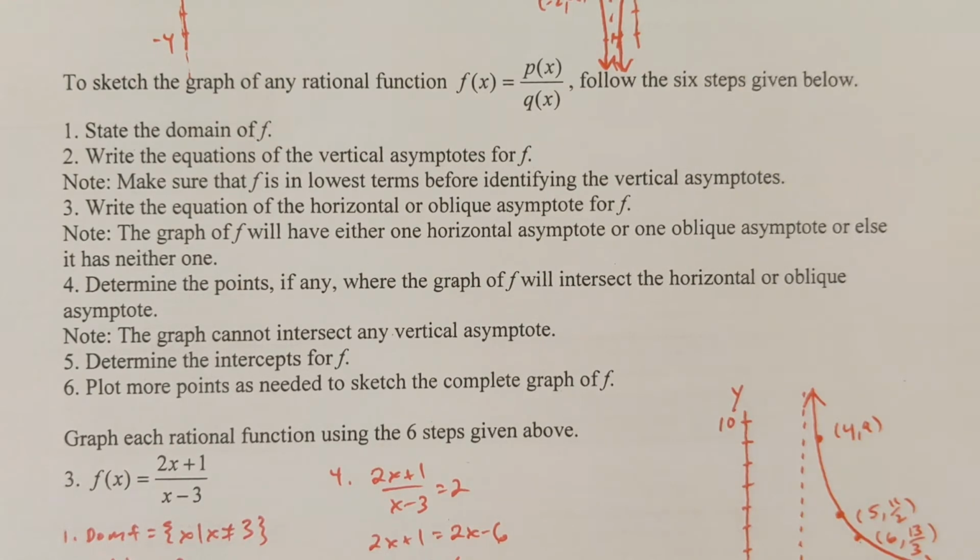So step 1, we're going to state the domain of f. Step 2, we're going to write the equations of the vertical asymptotes for f. There's a note: make sure that f is in lowest terms before identifying the vertical asymptotes. That's important. Step 3, write the equation of the horizontal or oblique asymptote for f. The graph of f will have either one horizontal asymptote or one oblique asymptote, or it has neither one. That's important for the graphs that we have.